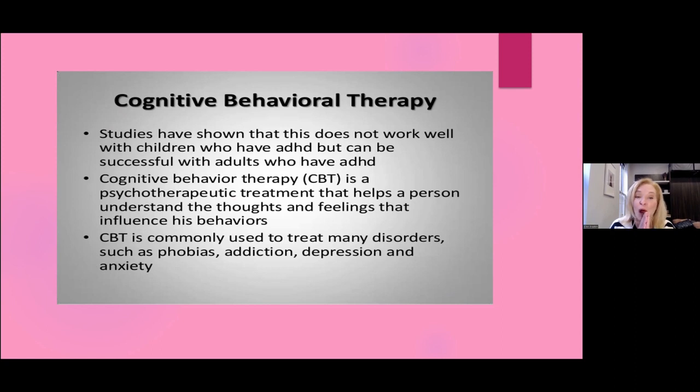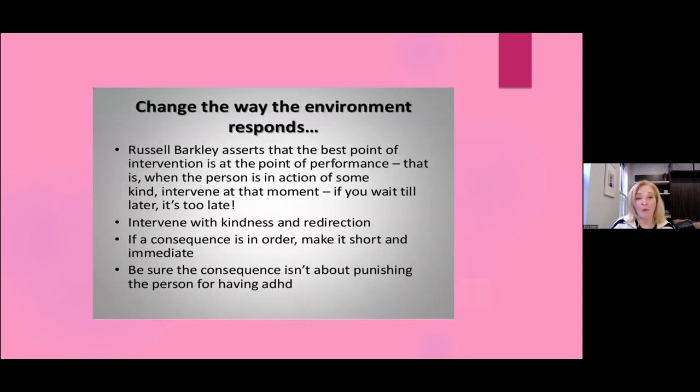I think part of the reason CBT for kids doesn't always work is it's not happening at the point of contact, meaning it's got to be happening in the classroom or in the home settings and not only in the office. For adults, it is more effective. Adults are able to generalize more. The best point of intervention, as I was saying before, is at that point of performance, when the person is in the action of some kind, intervening at that moment. If you wait till later, it doesn't always work very well.